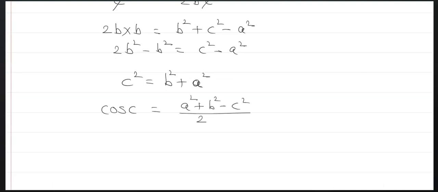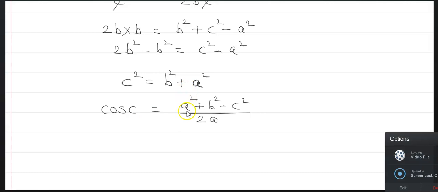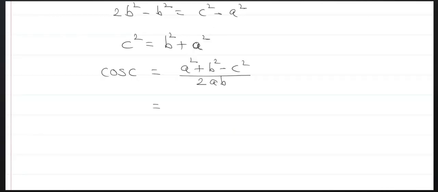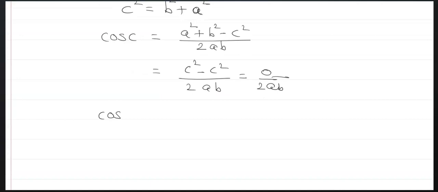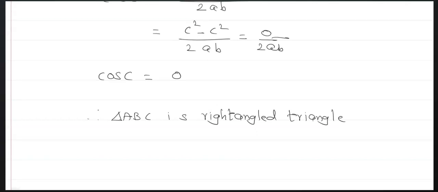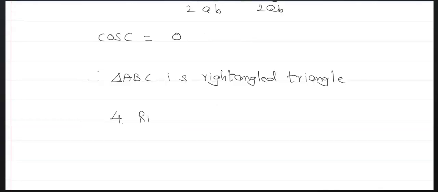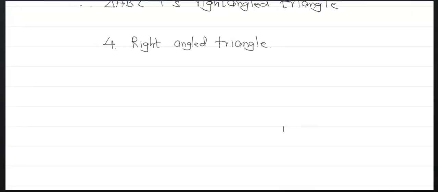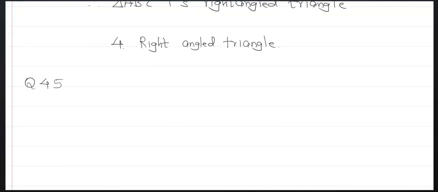Now what is cos of capital C? It is equal to a square plus b square minus c square upon 2ab. Substitute the value. That is, cos of capital C is equal to 0. Therefore, the triangle ABC is a right angle triangle. Therefore, the fourth option is the correct one. That is, the triangle is a right angle triangle.